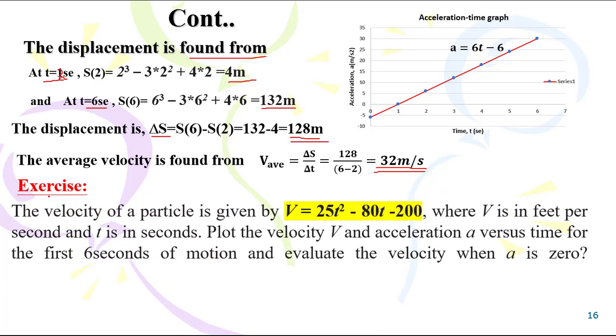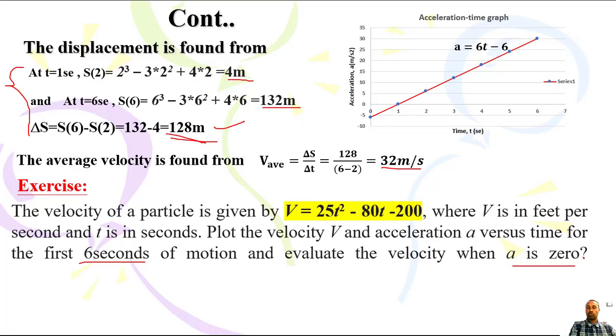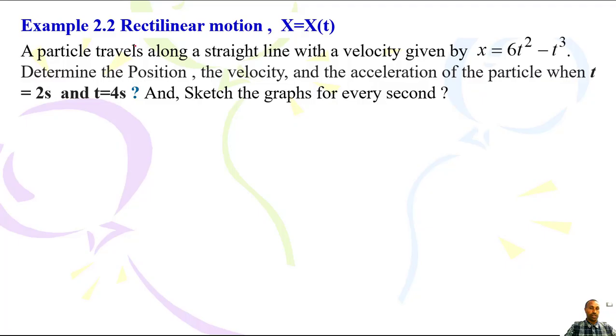So as an exercise, we can try this problem. The velocity of a particle is given by v equals 25t squared minus 80t minus 2000, where v is in feet per second and t is in seconds. Then plot the velocity v and acceleration a versus time for the first 6 seconds of the motion and evaluate the velocity when acceleration is 0. So you are given v of t, then you can find a of t and also s of t, etc. Then you can plot.